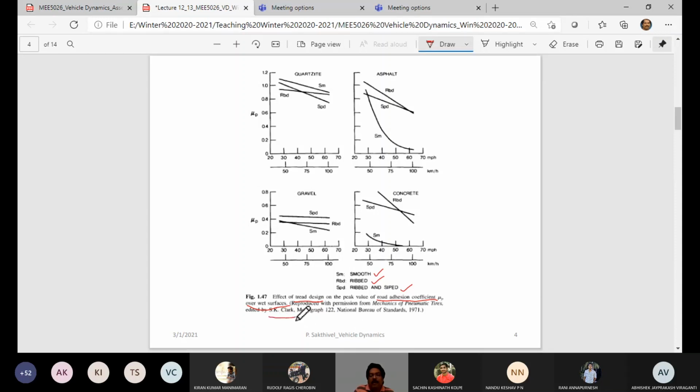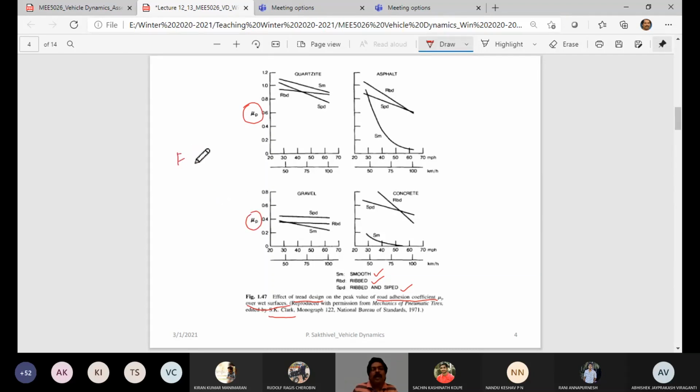So you have a handbook by them. So you have a lot of experimental data. In this you see, I have these four graphs to observe. On the vertical axis you see μp, which is the characteristic of the road surface, the road adhesion coefficient. μp times load is what is deciding our traction.